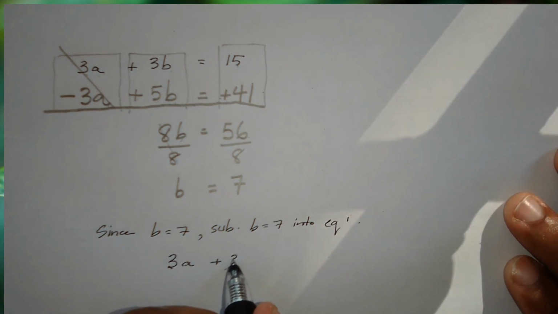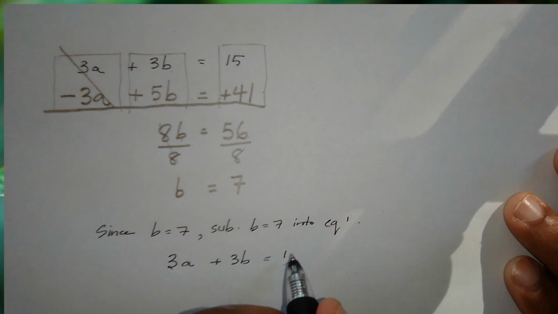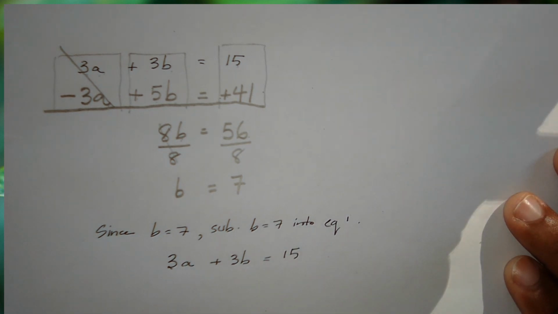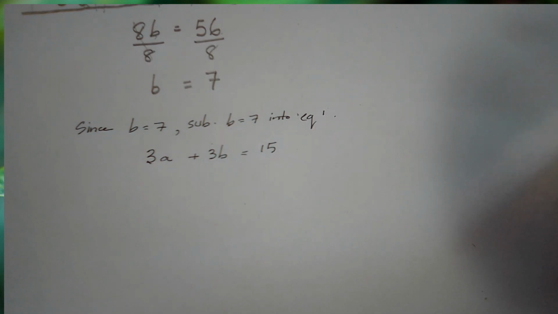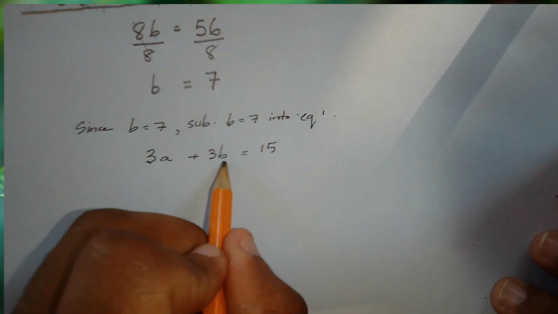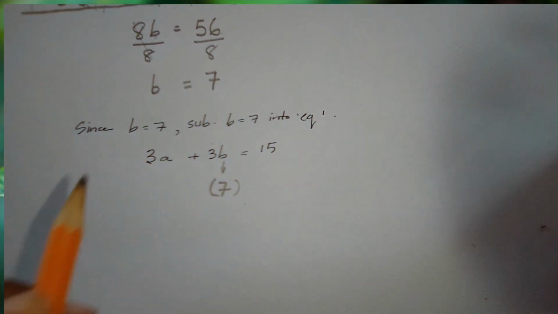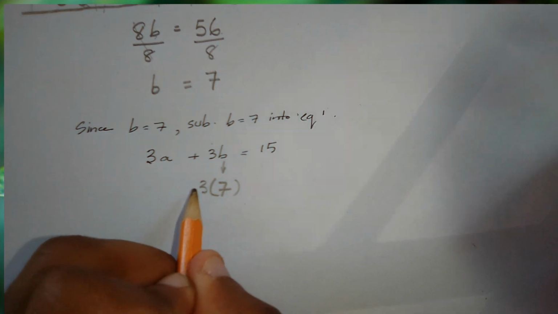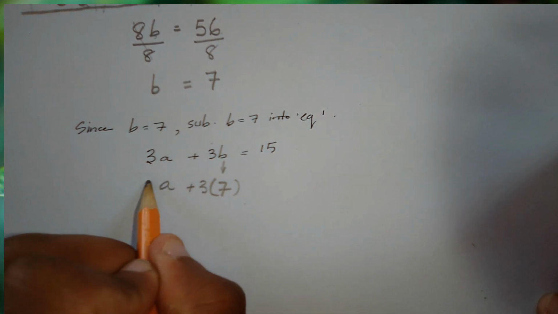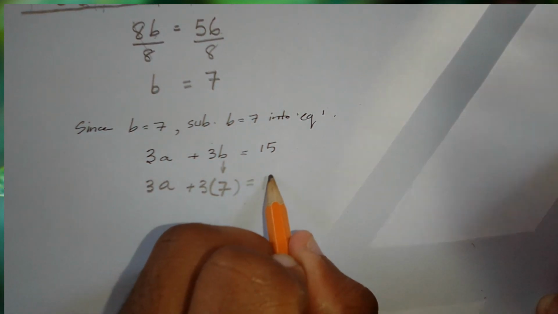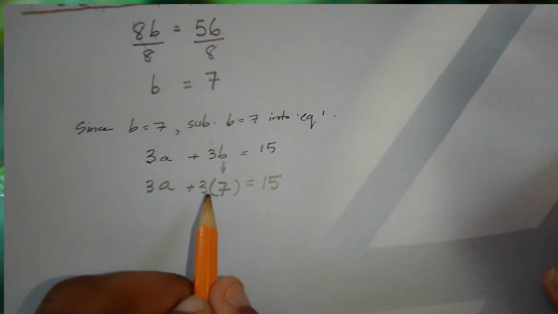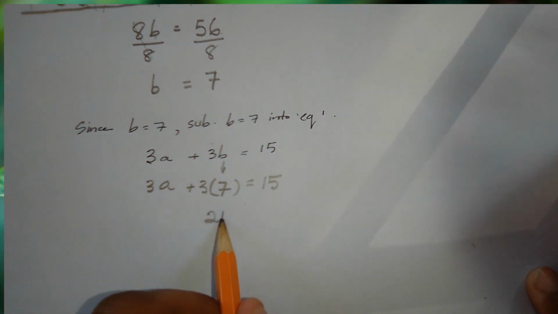3a plus 3b is equal to 15. Alright. So since b is equal to 7, that means anywhere I see b, I'm going to replace it with 7 and put it in brackets. And then I'm going to keep everything else that is before it and that is after it. Good. And I'm just going to work it out. 3 times 7, that's 21.